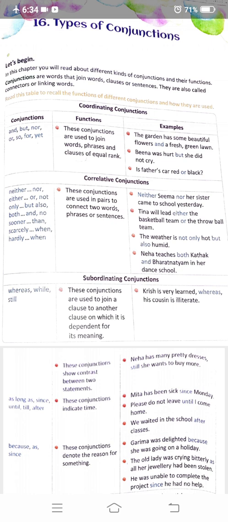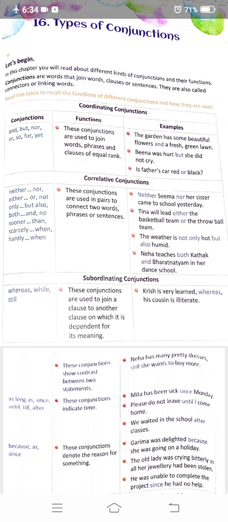Examples are: Neither Seema nor her sister came to school yesterday. Tina will lead either the basketball team or the throwball team. The weather is not only hot but also humid. So these are the examples to use correlative conjunctions. Students, next we have the subordinating conjunctions. What is the meaning of subordinating conjunctions and how can we use them?